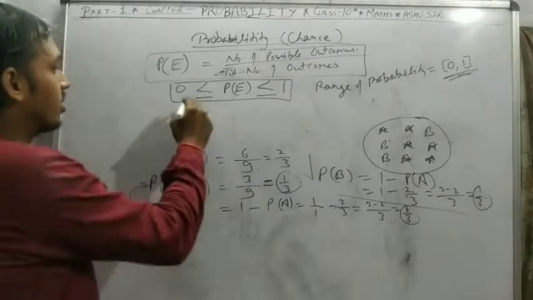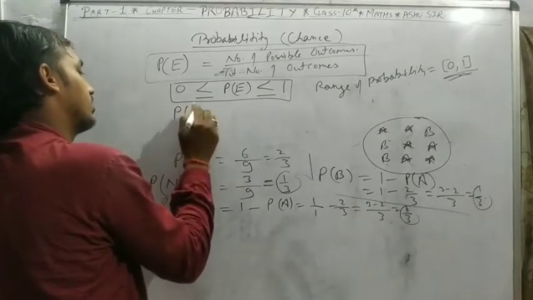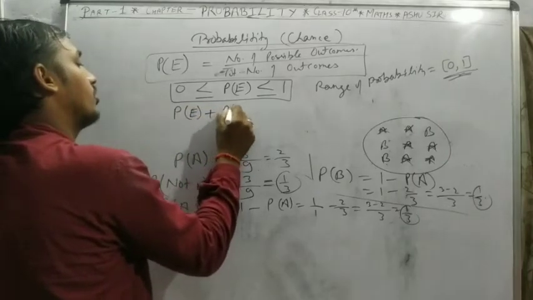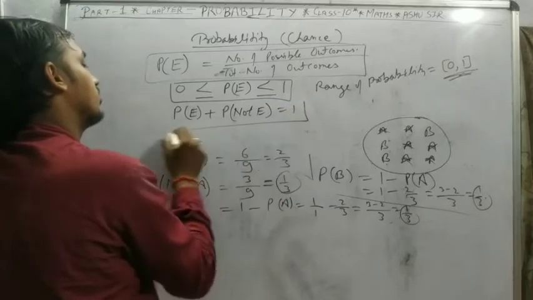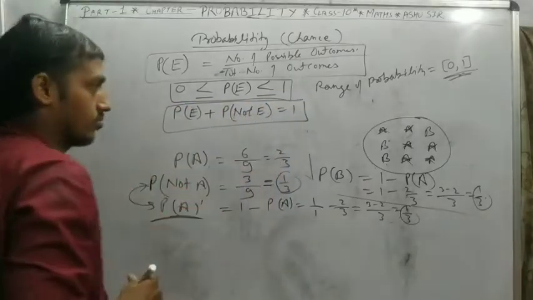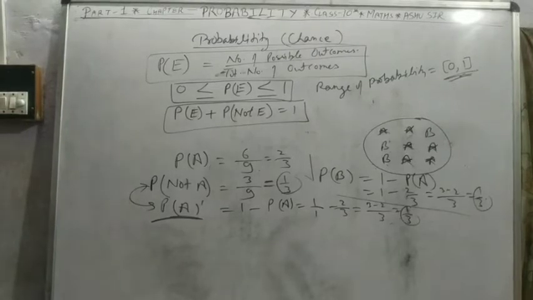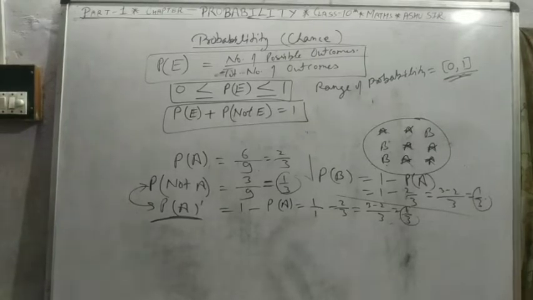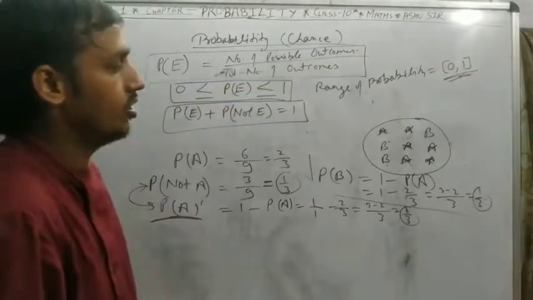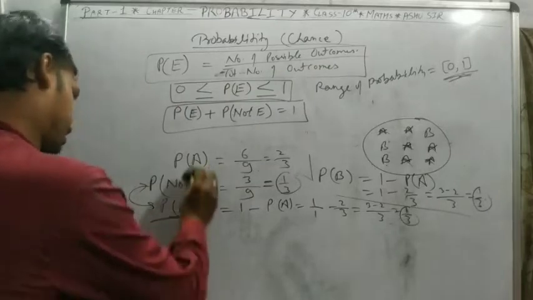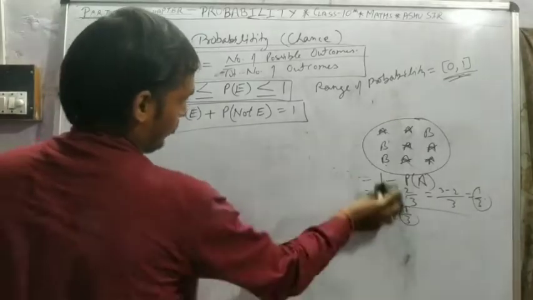So you get the third formula: the probability of any event and the probability of not the event, sum is always 1. That's the 3 formulas of probability. 1, 2, 3 are the concepts you have to use in this chapter. Pause the video and note down.